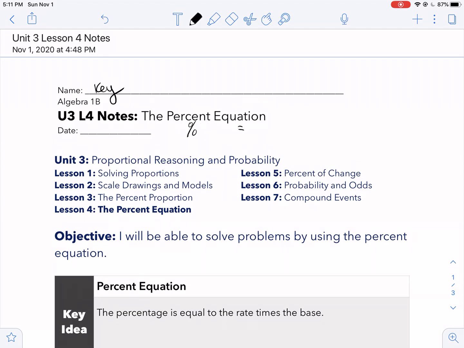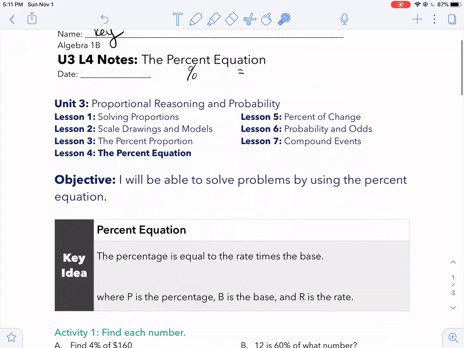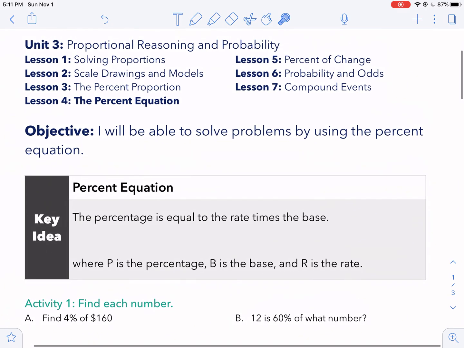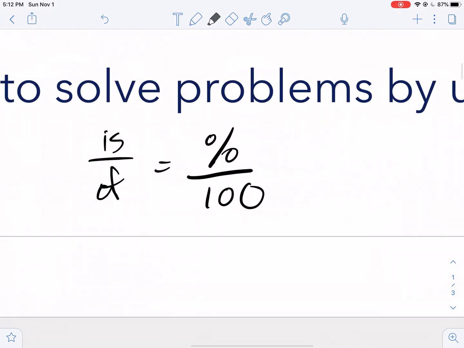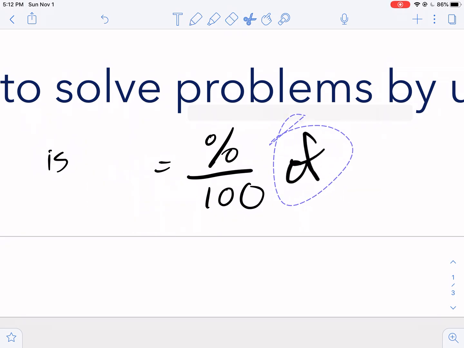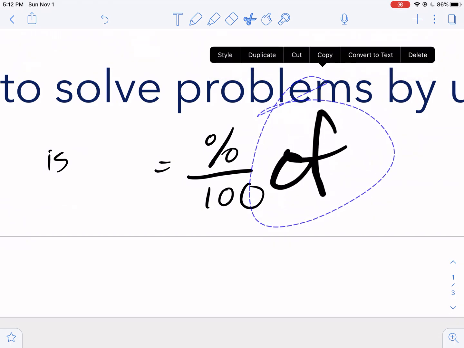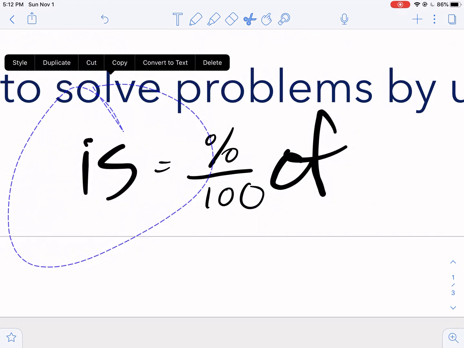Very exciting. Last time we talked about the percent proportion. Today we're going to talk about the percent equation, which, spoiler alert, is the same thing as the percent proportion. You remember we had is over of equals percent over 100. This time all we're doing is solving for our is. So we'll be saying that is equals our percent times our of number, and that's it. That's what this is all going to be about.